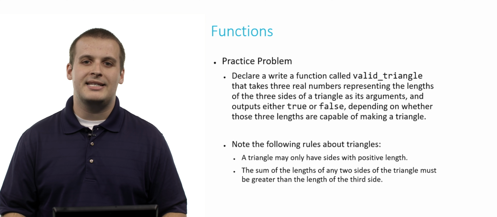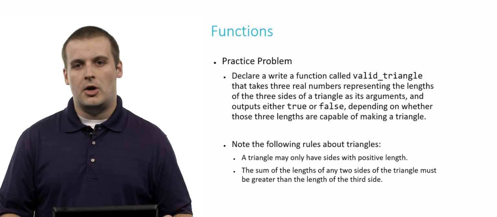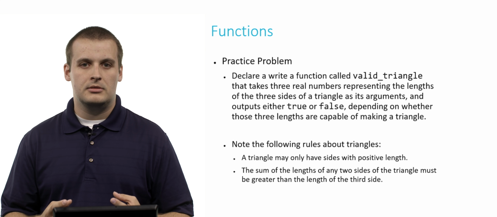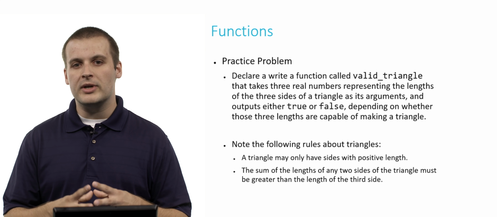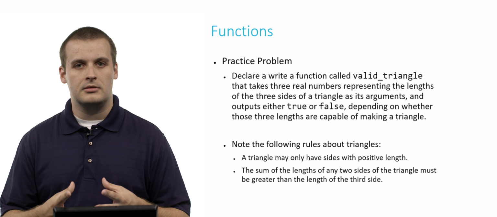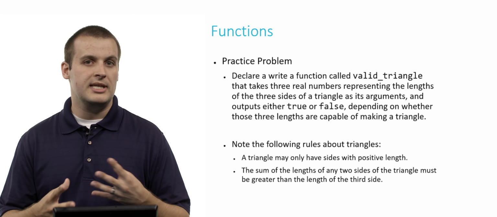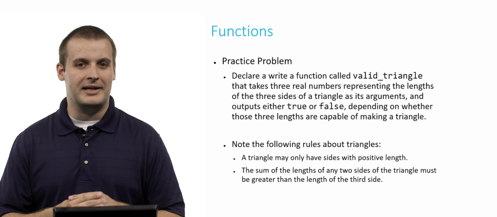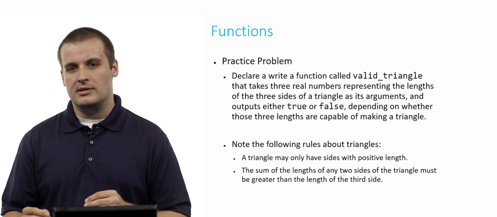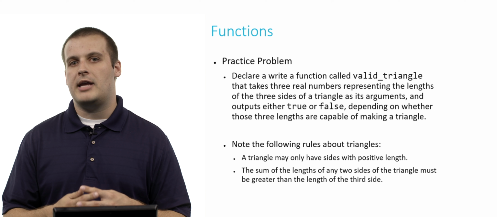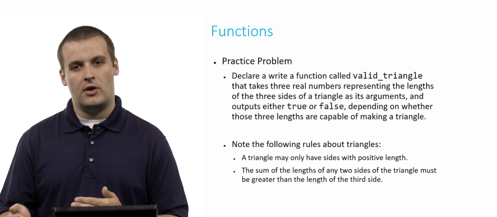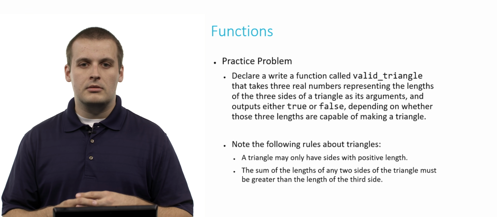Let's conclude this section by tackling a practice problem. So here's the problem laid out. I want you to write a function called valid triangle. What this function should do is take three real numbers that represent the lengths of the three sides of a triangle as its parameters, or its arguments, or its inputs, another set of synonyms that you might encounter. This function should either output true or false, depending on whether those three lengths are capable of making a triangle. Do you remember the data type that we used to indicate true or false? Now, how do you implement this?